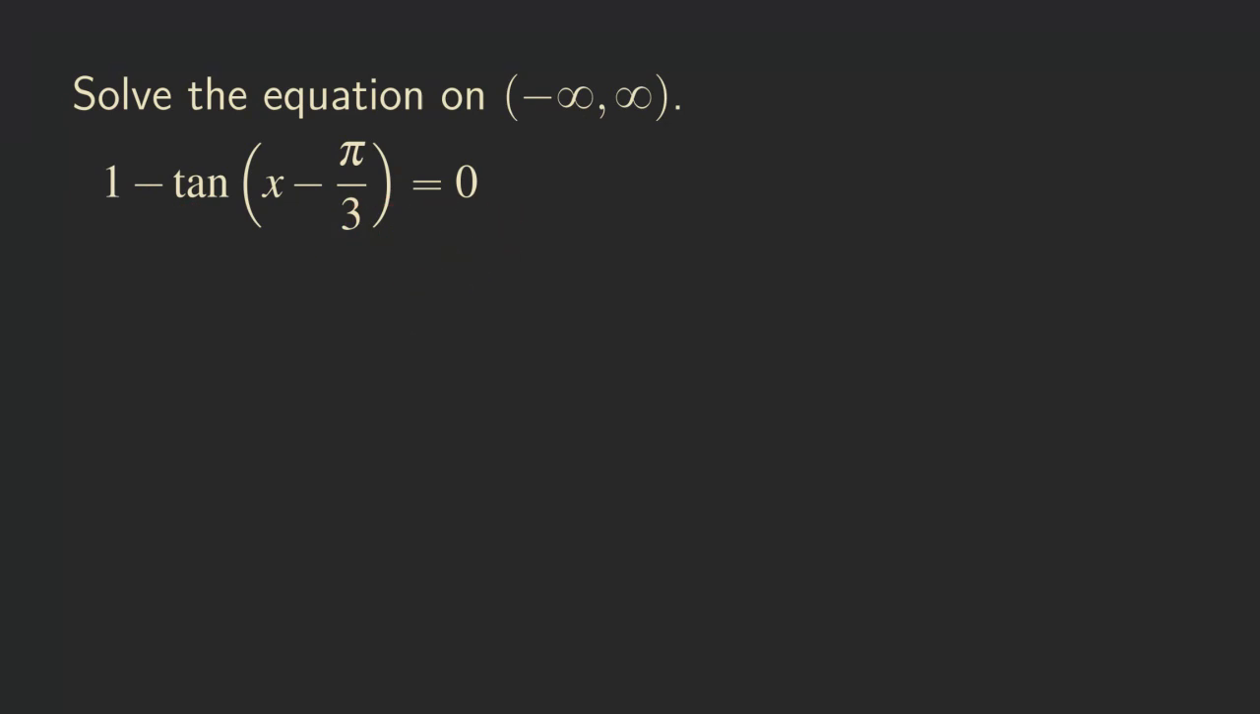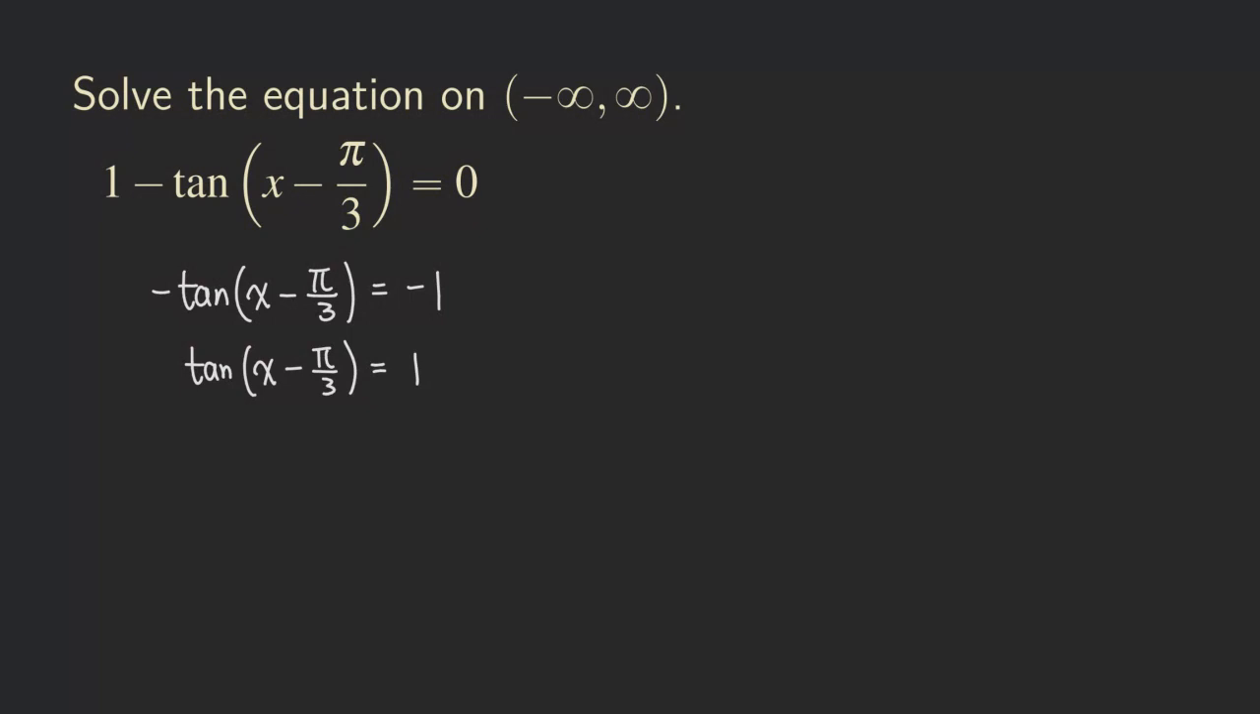So then we are going to be getting negative tangent of x minus pi over 3. And that's equal to, if we subtract 1 from both sides, we are going to be getting negative 1 on the right hand side of the equation. Okay, and then what we do is that we need to multiply both sides of the equation by negative 1. Then we are going to be getting tangent of x minus pi over 3, and that's equal to positive 1.